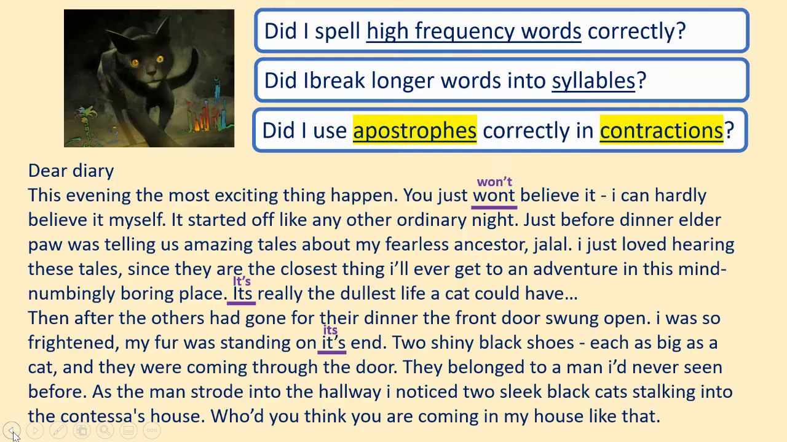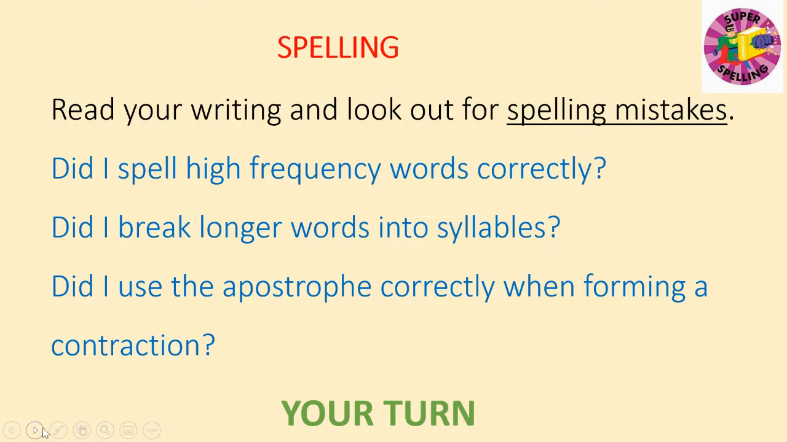Okay, great. So that's all my spelling fixed, I hope. It's your turn to have a look at your spelling mistakes. Look out for those high-frequency words. Underline them, then fix them. Look out for those longer words. Break them into syllables. Can you hear every sound that's there? And check those apostrophes. Make sure that you're using them correctly.